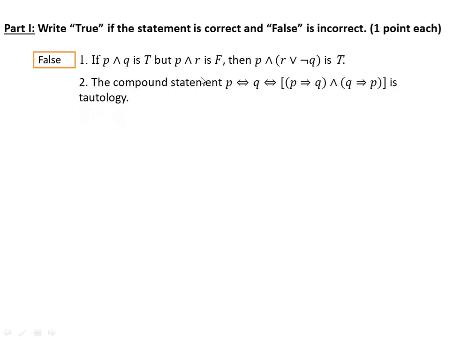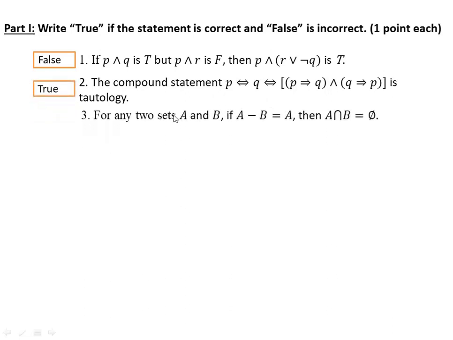Number 2. The compound statement (P implies Q) and (Q implies P) is a tautology. Yes, this is true because P if and only if Q is equivalent to P implies Q and Q implies P. Therefore, this compound statement is a tautology. Therefore, this is true.